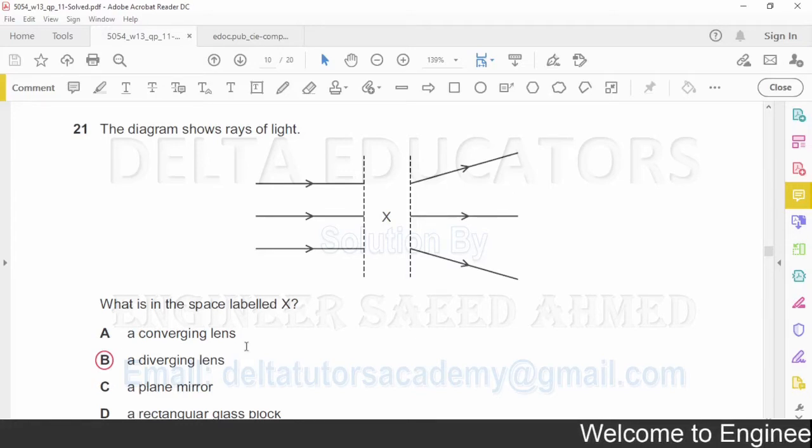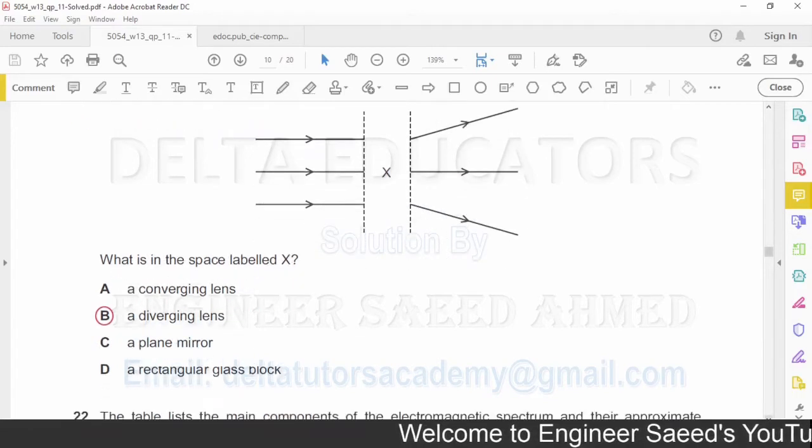Option B, a diverging lens. Yes, it is the correct option. In a diverging lens, the rays after passing the lens move away from each other. And here the rays after passing the object are moving away from each other. So here this X may be a diverging lens. So the correct option may be option B.